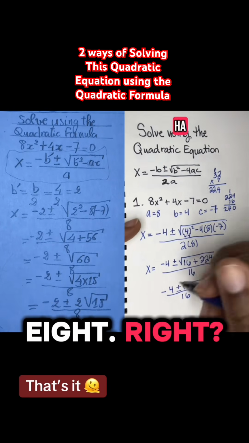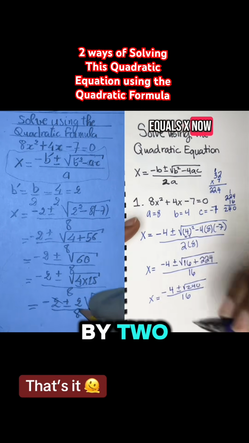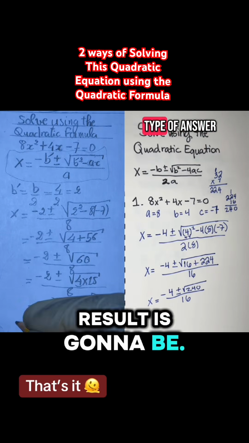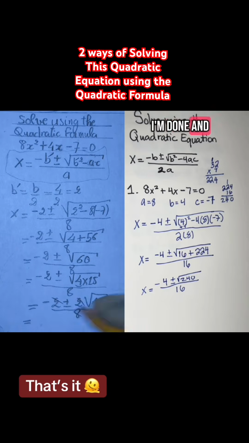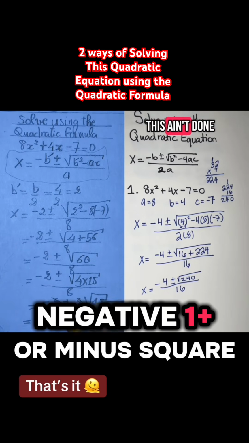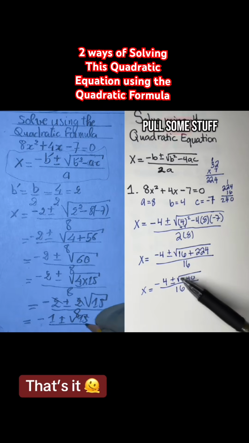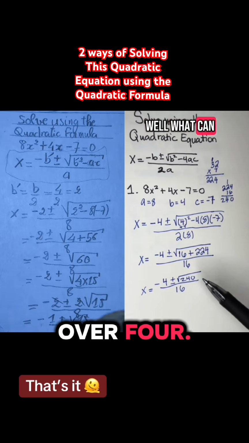over 8. Now we can simplify by 2, and our final result is going to be -1 plus or minus the square root of 15 over 4.